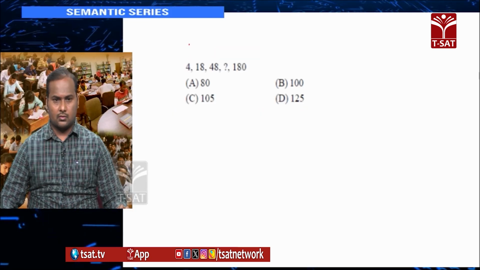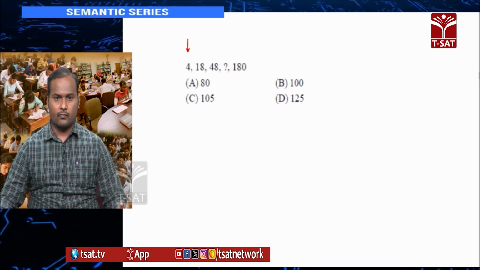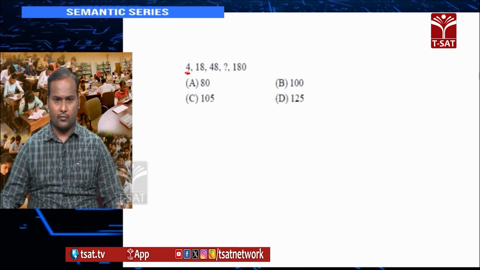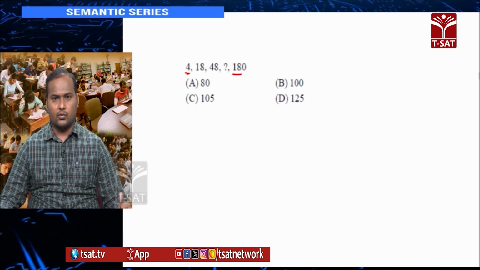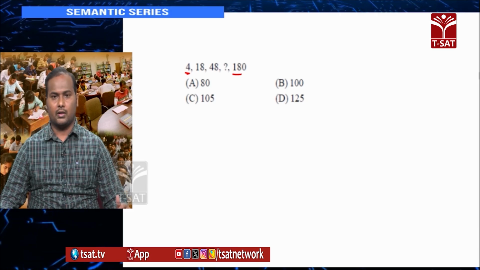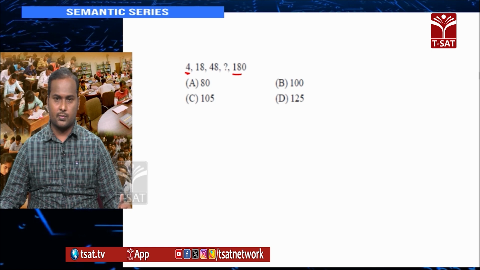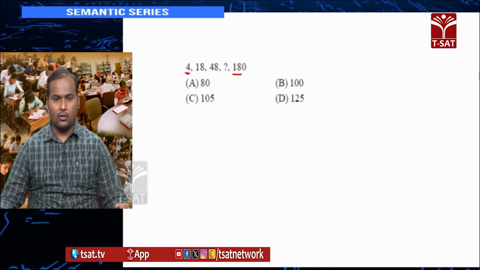In this question, observe the series. In this series, the first number is 4 and the last number is 180. The moment you see from 4 to 180, it is a huge increase. Whenever there is a huge increase, we always need to consider multiplication. So, obviously, some kind of multiplication is involved in this particular series. So, let us try to understand how this multiplication is involved.